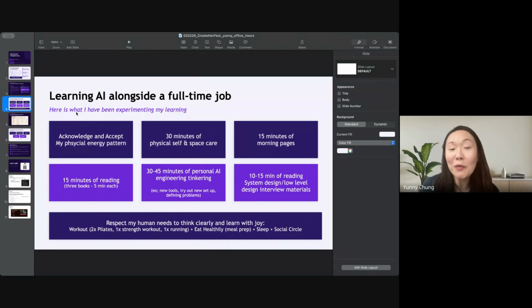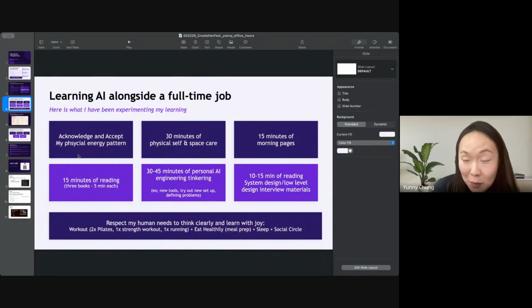So the first thing I had to do was acknowledge and accept my physical energy pattern, whether I like it or not. I tried to be a morning person, I tried to be a night owl, I experimented here and there, but I realized that I am relatively a morning person, though not a 5 a.m. or 4:30 a.m. person. I think 7 a.m. is the earliest that my body is happy to wake up. And then after that, 30 minutes of physical self-care and space care. What I mean by space is my New York apartment: things need to be very organized and clean. So it's basically decluttering. That's what I do.